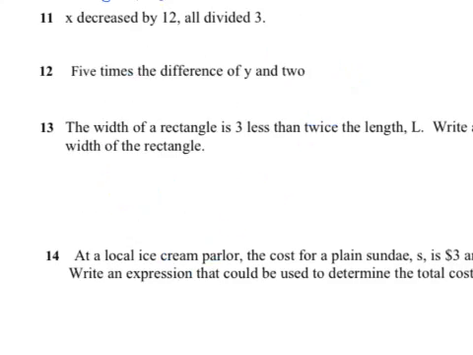Okay, number 11, x decreased by 12, all divided by 3. So we see a comma there, so x decreased by 12 is going to go first. X decreased by 12, and then it says all divided by 3. Another way to write that would have been x decreased by 12 in parentheses, and then all of that divided by 3. So the parenthesis says, hey, do this first, and then divide it by 3.